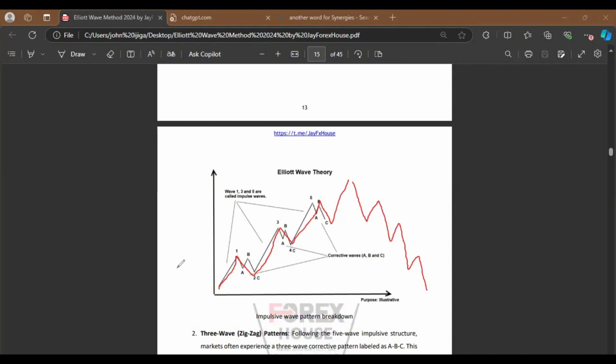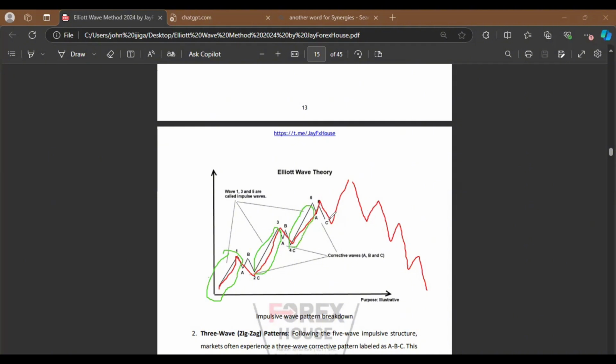This also means on this aspect, this would still be a lower time frame 1, 2, 3, 4, 5. This would also be a lower time frame 1, 2, 3, 4, 5, and this would also be a lower time frame 1, 2, 3, 4, 5.